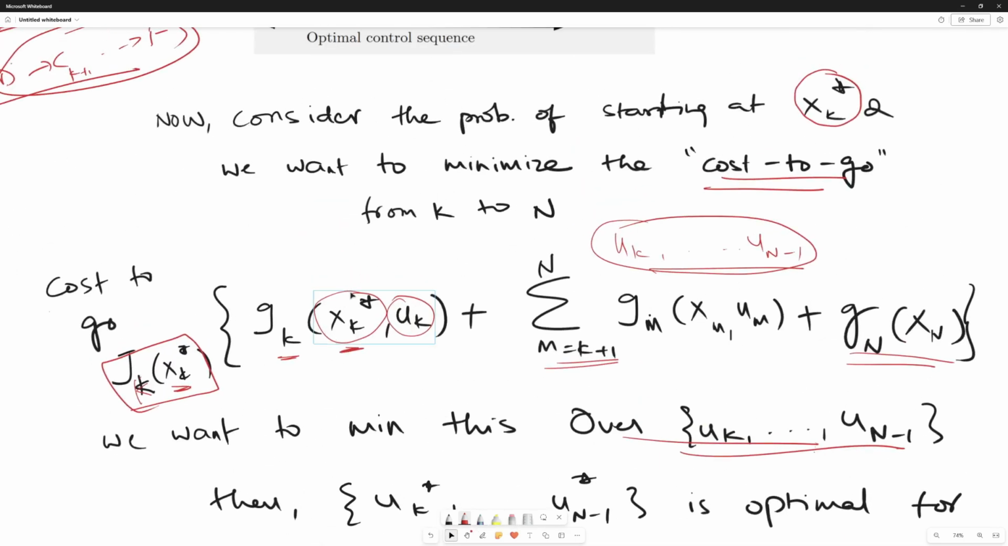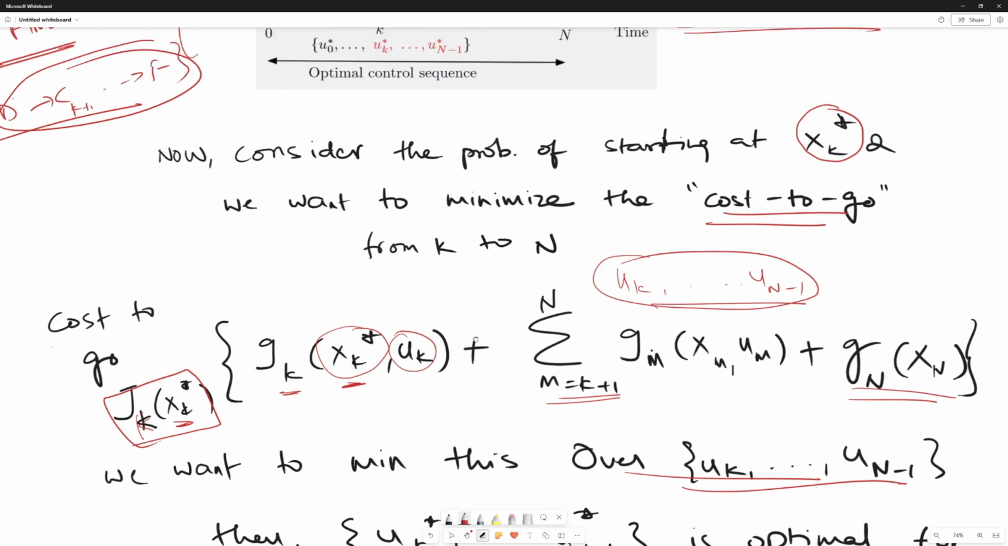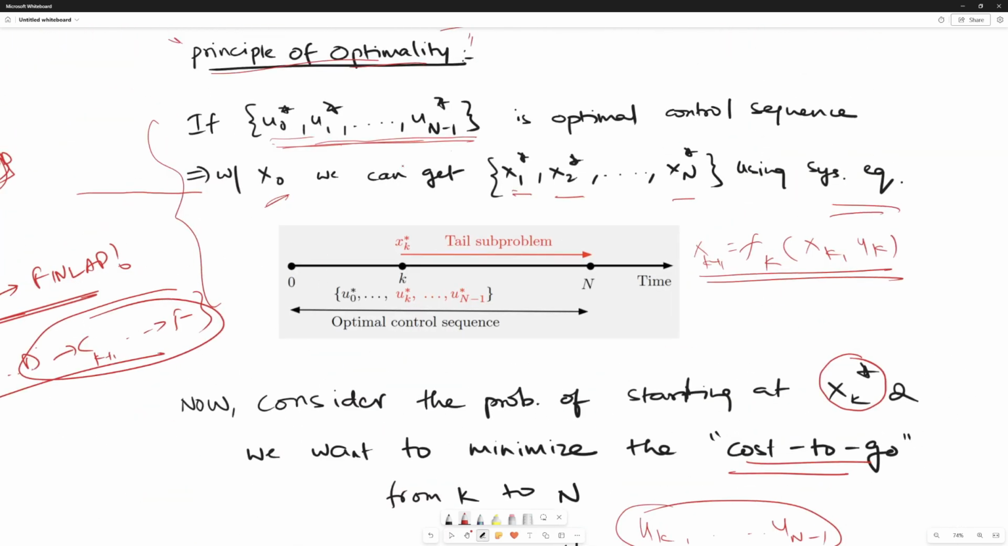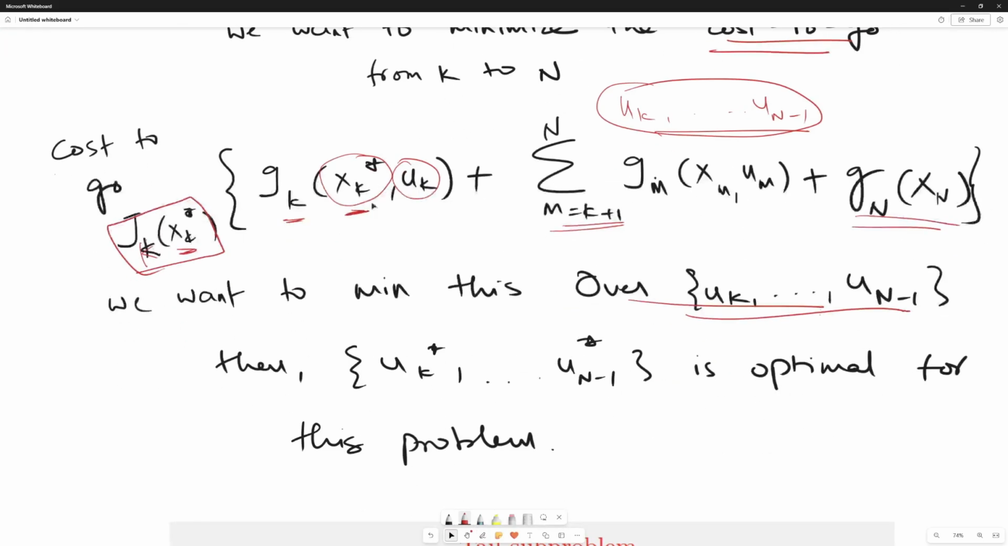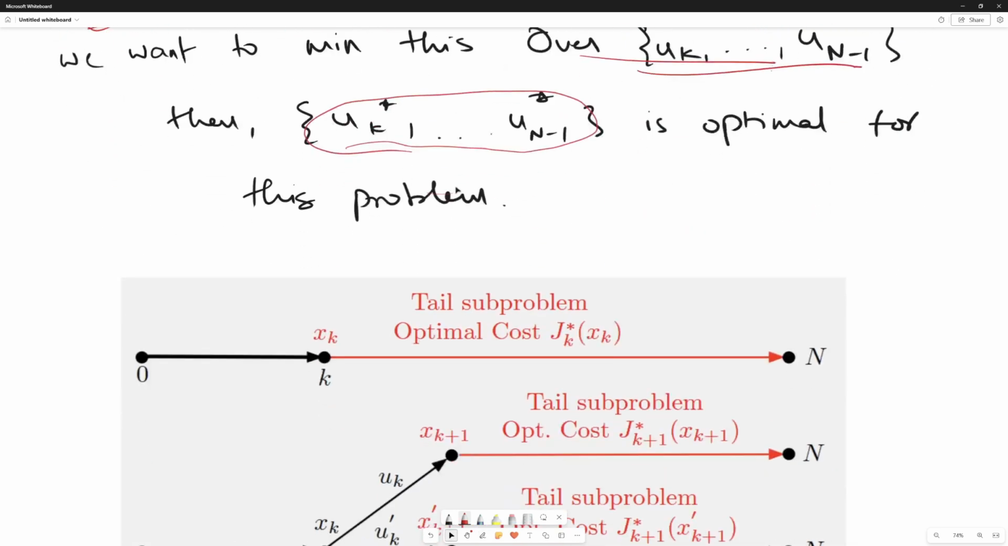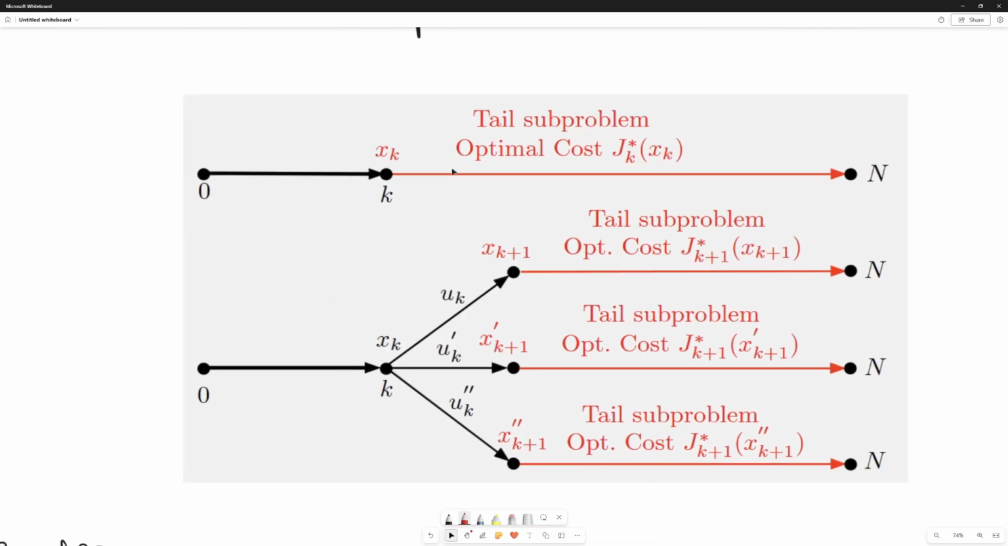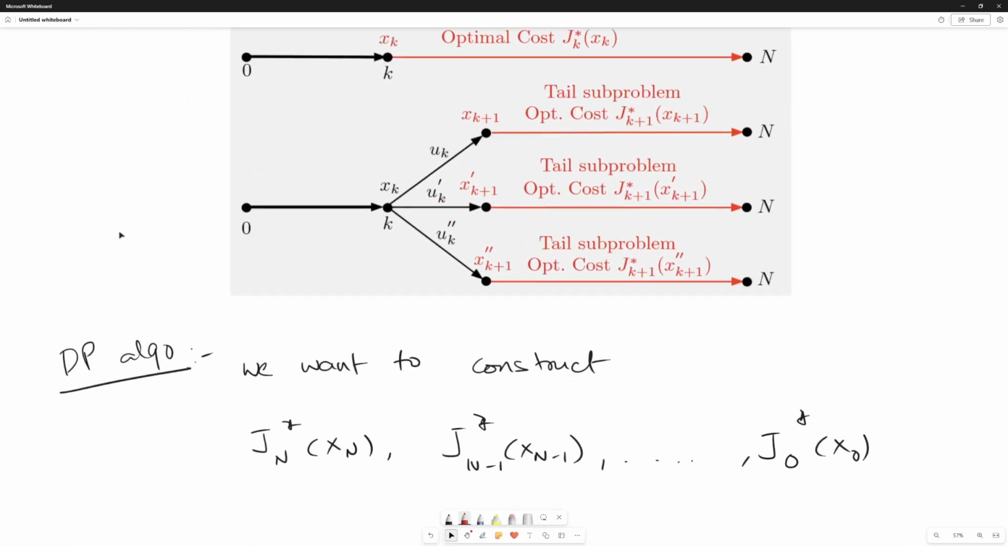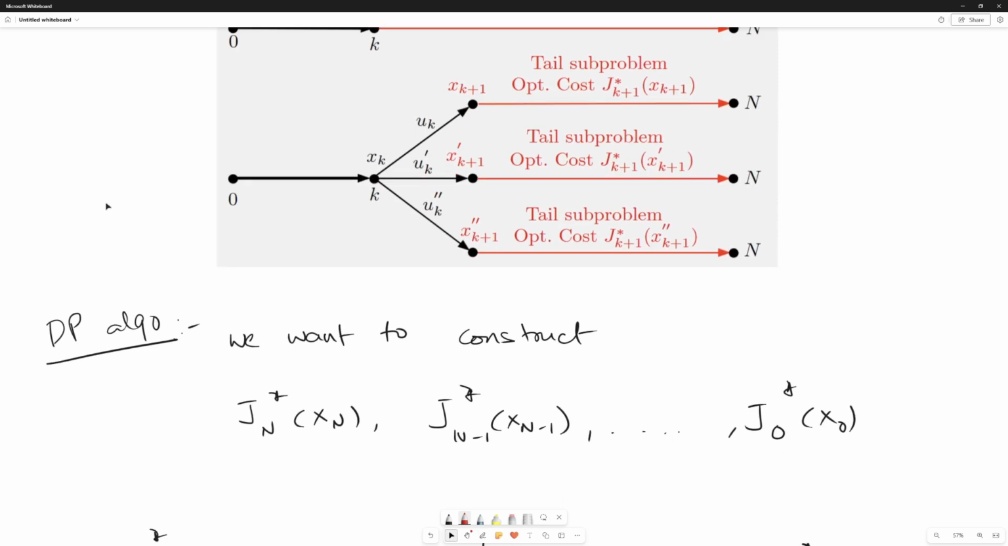And the principle of optimality says you don't have to solve this problem, since at the start of the problem I am already given this optimal control sequence. I just have to take the tail of this optimal control sequence, that is uk star to un minus 1 star. This is the principle of optimality, correct? Now given this principle of optimality, you can actually come up with an algorithm to solve the problem. So the algorithm is very simple.